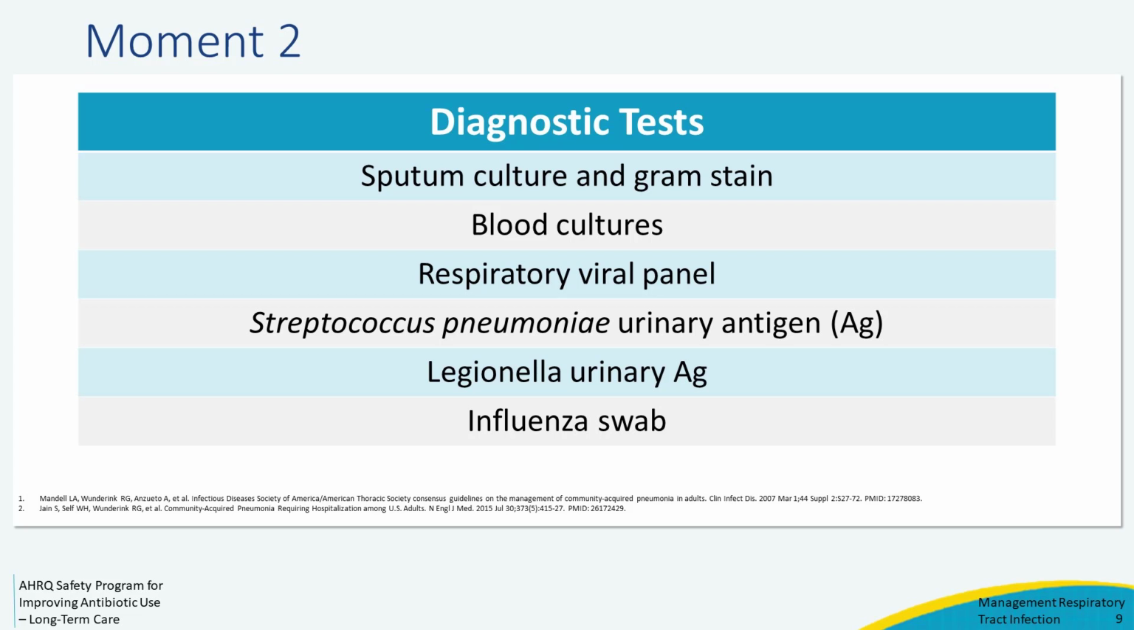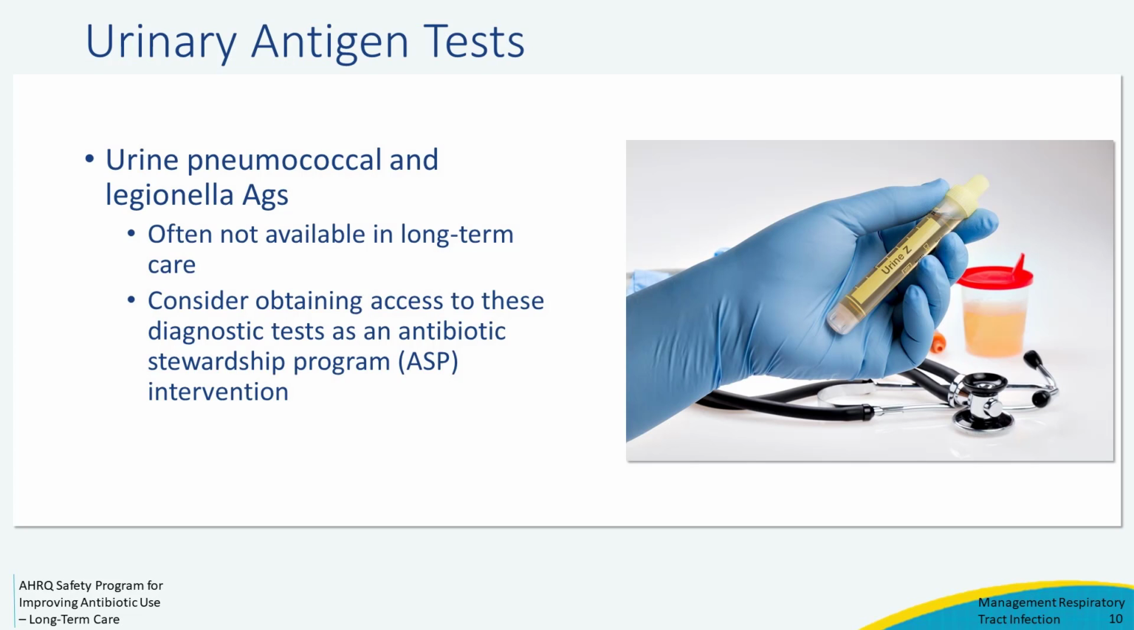These are rapid tests with a short turnaround time, and both can help to tailor antibiotic therapy to the causative organism. A few more words on urinary antigen tests. These are not always available in long-term care, but consider working with the contracted laboratory to make them available. If one of these tests turns positive, it will help to diagnose exactly what is going on with the resident.